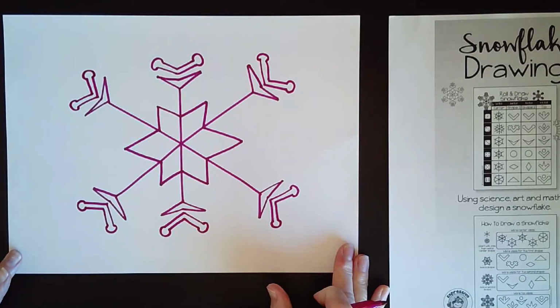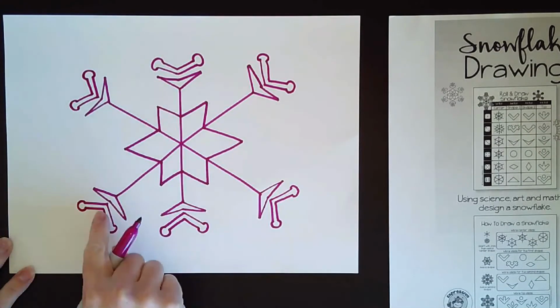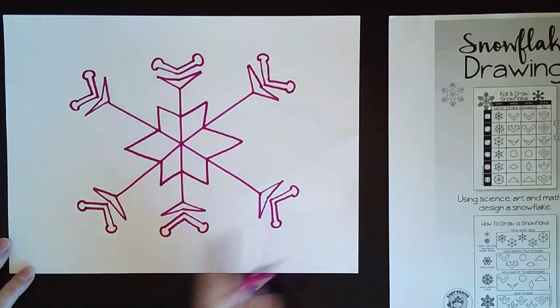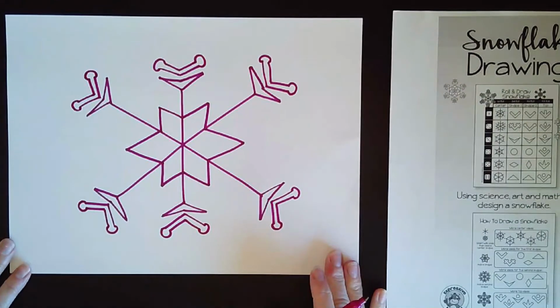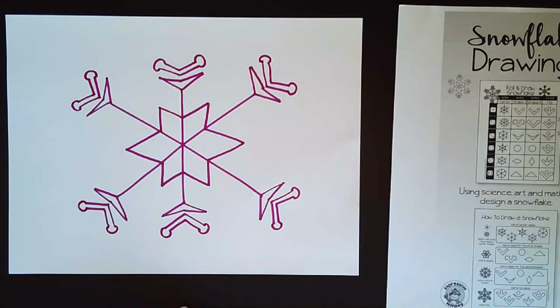So go ahead and finish your second shape. And then we've got one more thing to do. And we will be done drawing our snowflake, but not done coloring it yet.